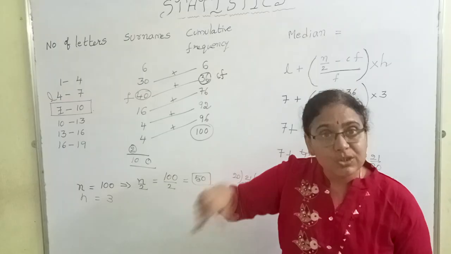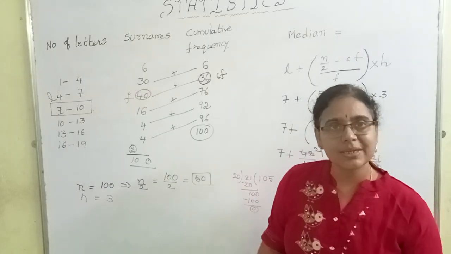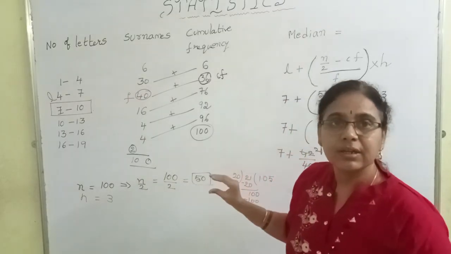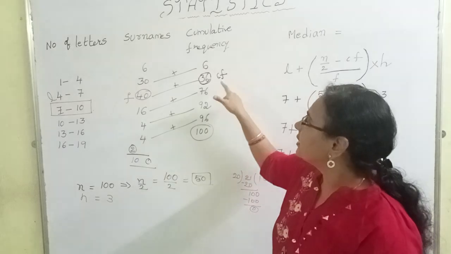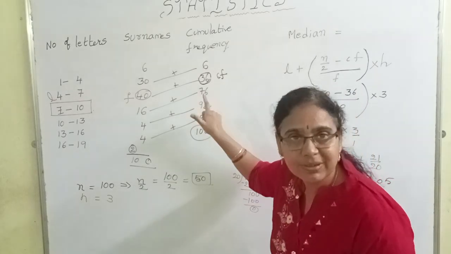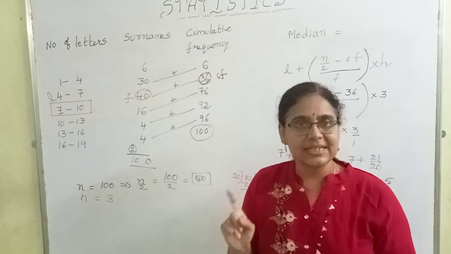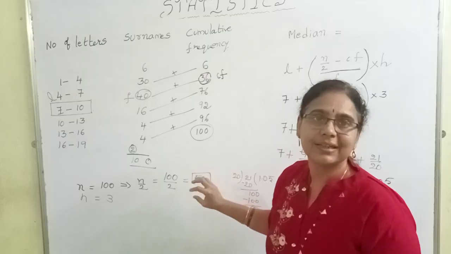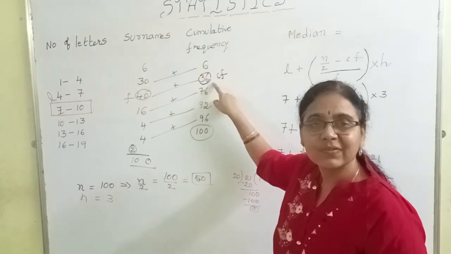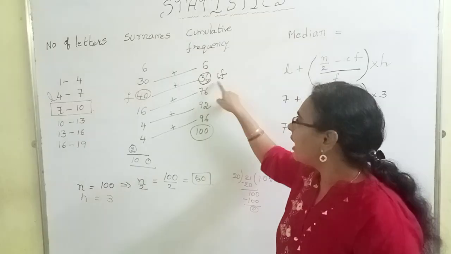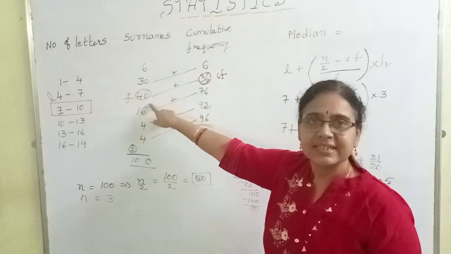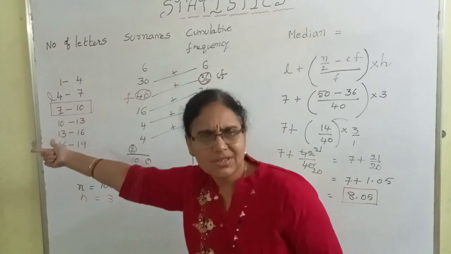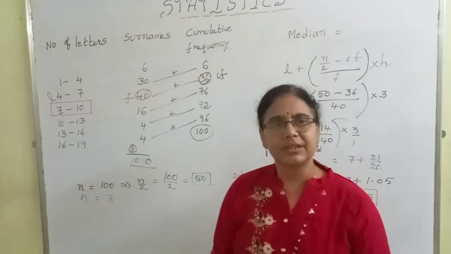What we required? N by 2, divide by 2. You got some answer. Come to this sum, you got n by 2 is 50. So 50, less than 50 in cumulative frequency, which number is there? That one you have to take as CF. Less than that number, what number is there? That one you take as CF, and the next side number is F. Next side number, median class. The starting number is known as lower limit.